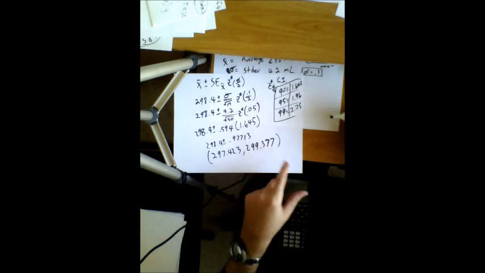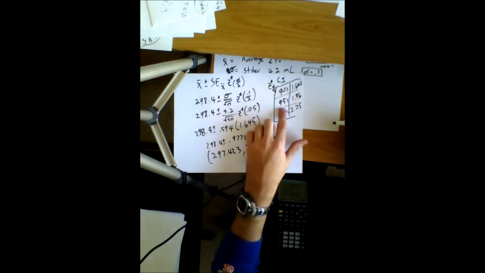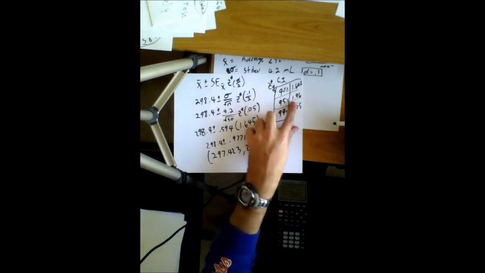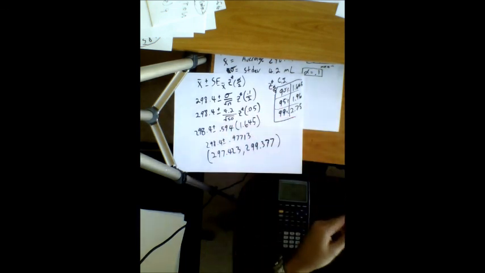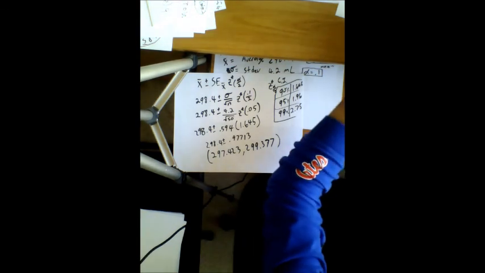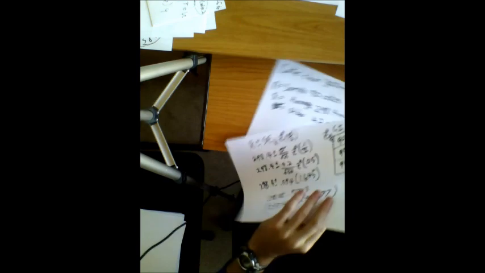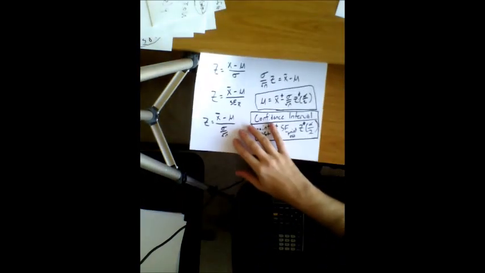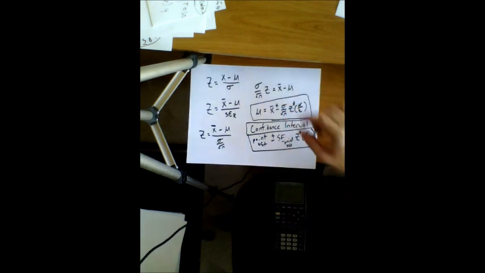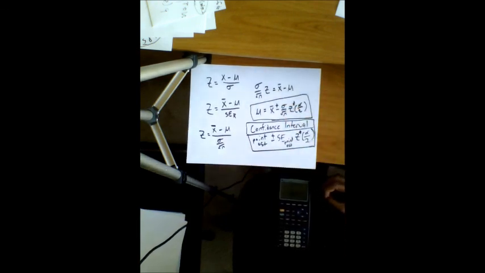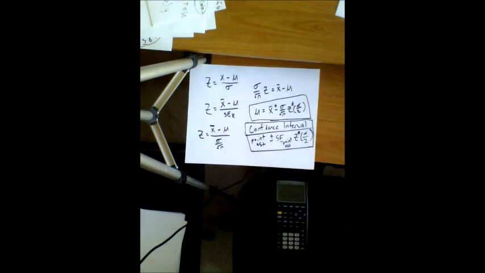So if you're asked to find 90%, your Z alpha over 2 is this. If you're asked to find a confidence interval of 95%, Z alpha over 2 is this. Confidence interval of 99%, Z alpha over 2 is this. So the homework for this section really should not be that bad. Basically just use that formula, and make sure you know how to calculate this. You should be alright, okay?